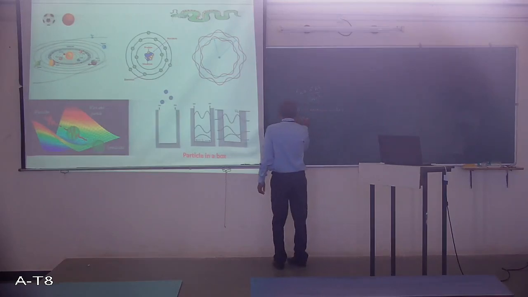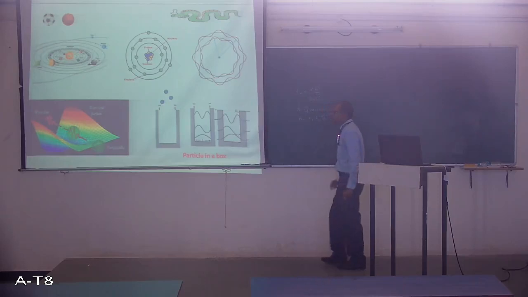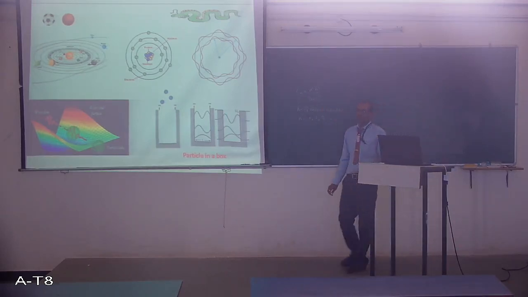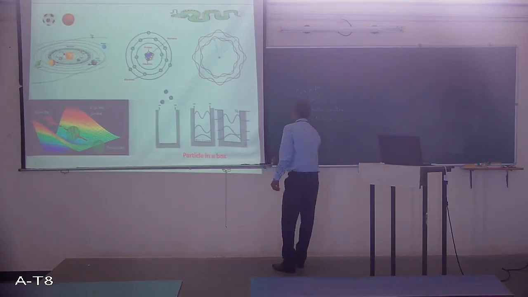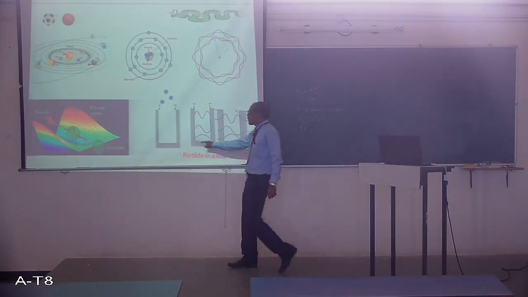So if you go on substituting n is equal to 1, 2, 3 and so on, this represents the quantum numbers corresponding to the energy levels. If you substitute n is equal to 1, it gives the E1, that is the minimum energy state, that is the ground state. So in the ground state, what is the probability?